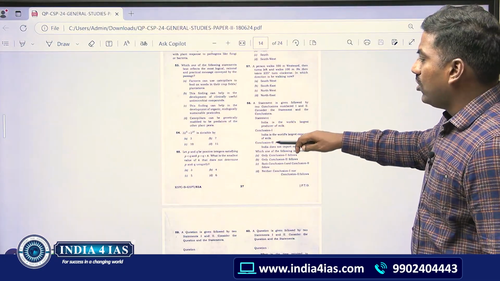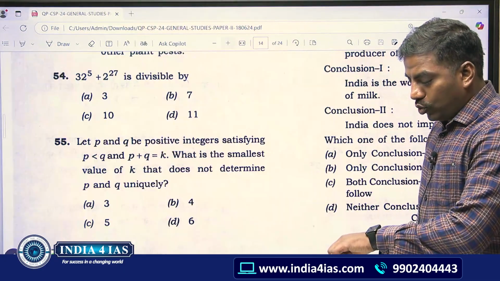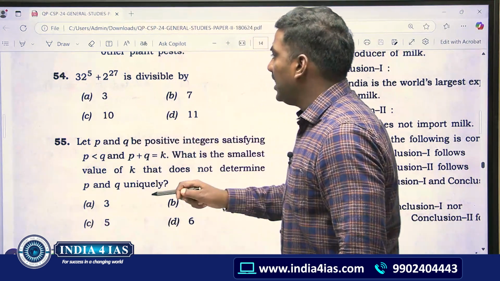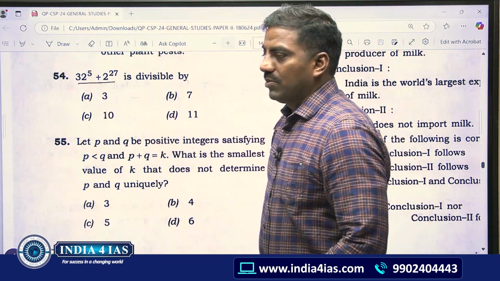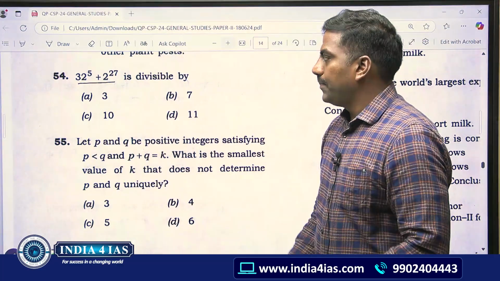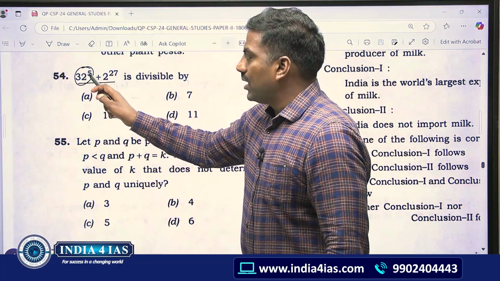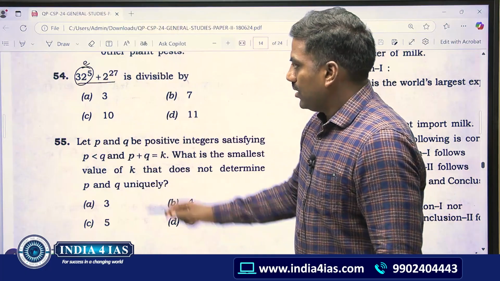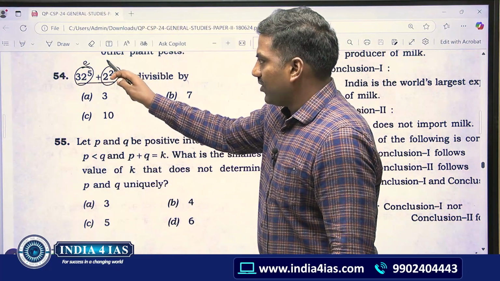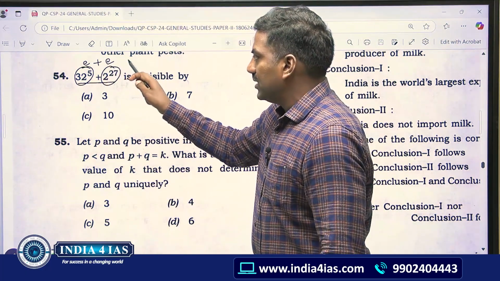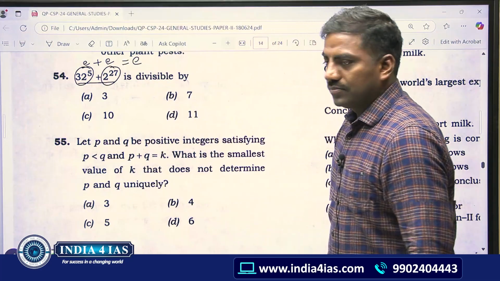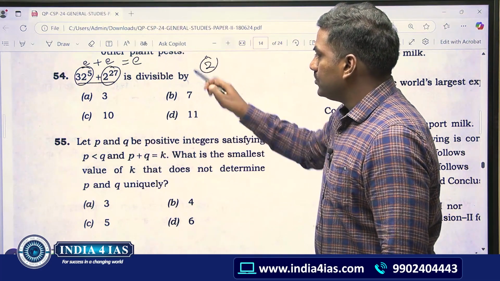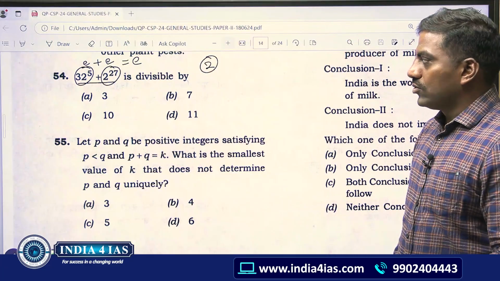Yes, we are going to the 54th. 32 to the power of 5 plus 2 to the power of 27 is divisible by which number? First, we have to check. This is an even number. A power of an even number will be even. Here also it is an even number. Even plus even is equal to even. First of all, this number is divisible by 2. That is what we have to check.